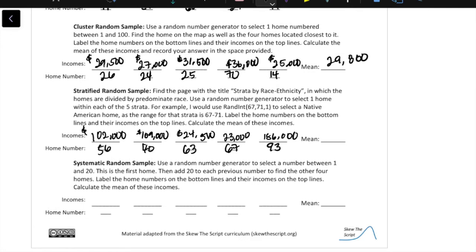Okay, so I just went ahead and wrote down all the housing prices or incomes for each of these houses, and now I'm going to find the mean. So I'm going to add all these numbers up and divide by 5. And I get a mean of 88,900.